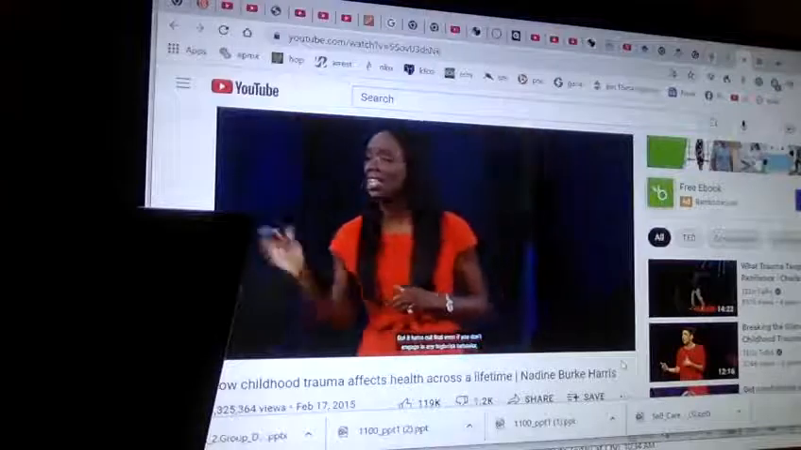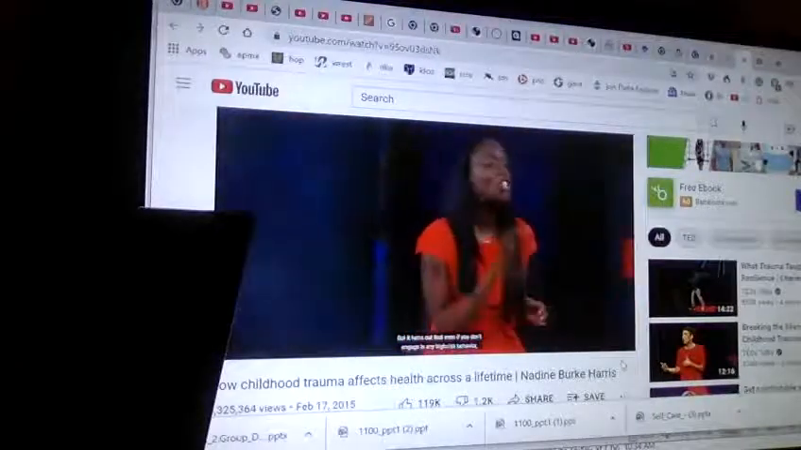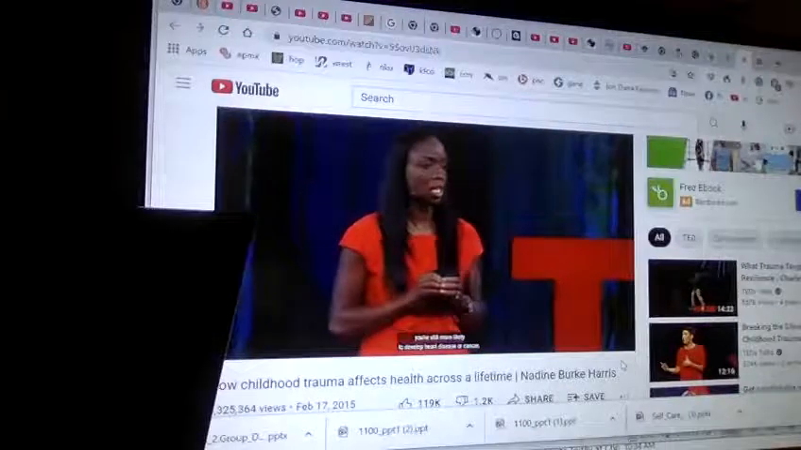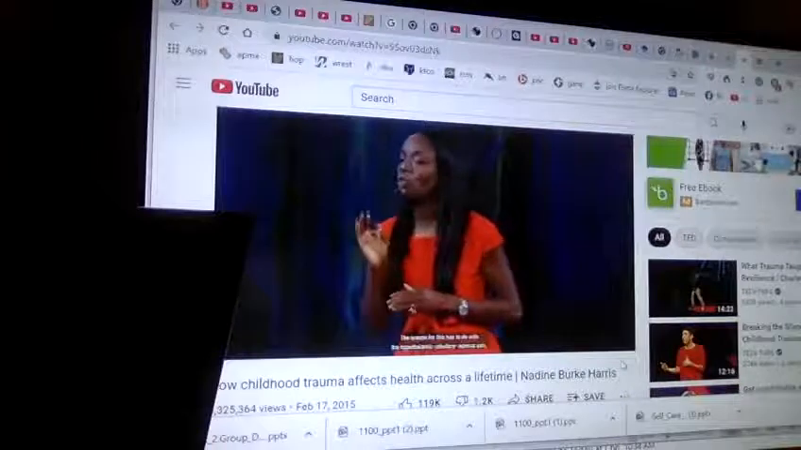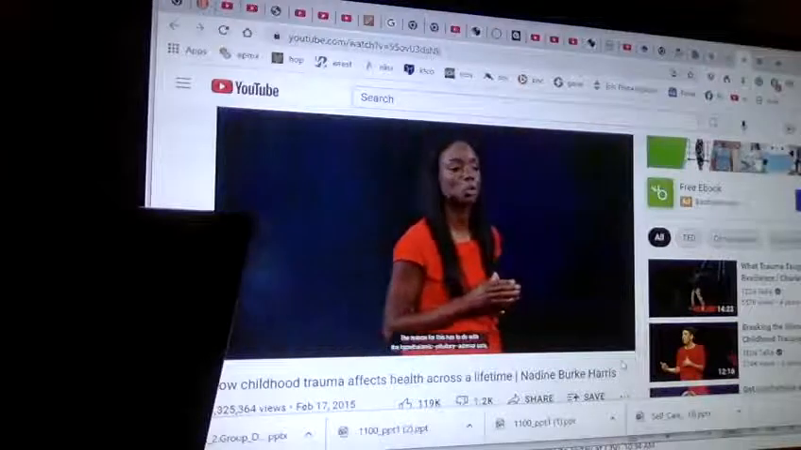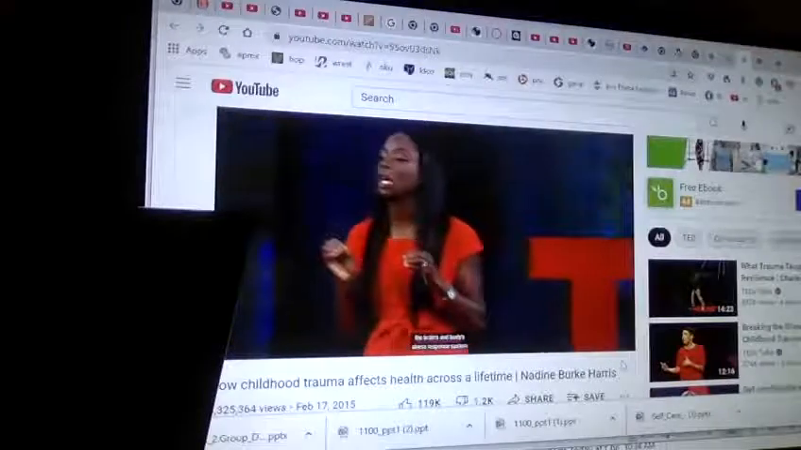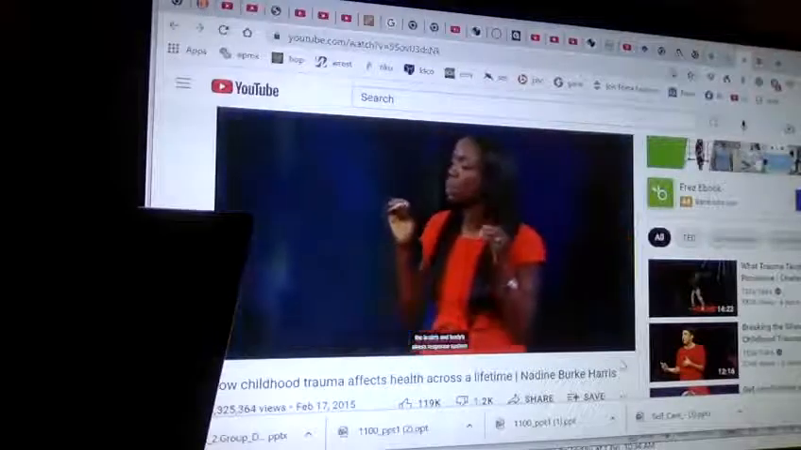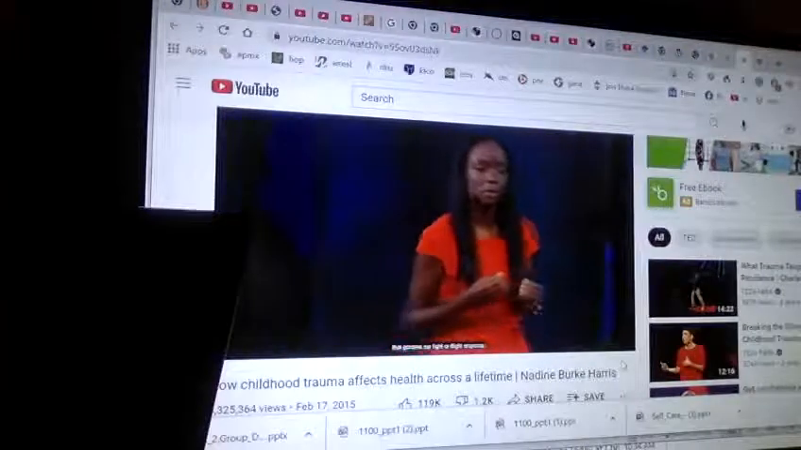But it turns out that even if you don't engage in any high-risk behavior, you're still more likely to develop heart disease or cancer. The reason for this has to do with the hypothalamic pituitary adrenal axis, the brain's and body's stress response system that governs our fight or flight response.